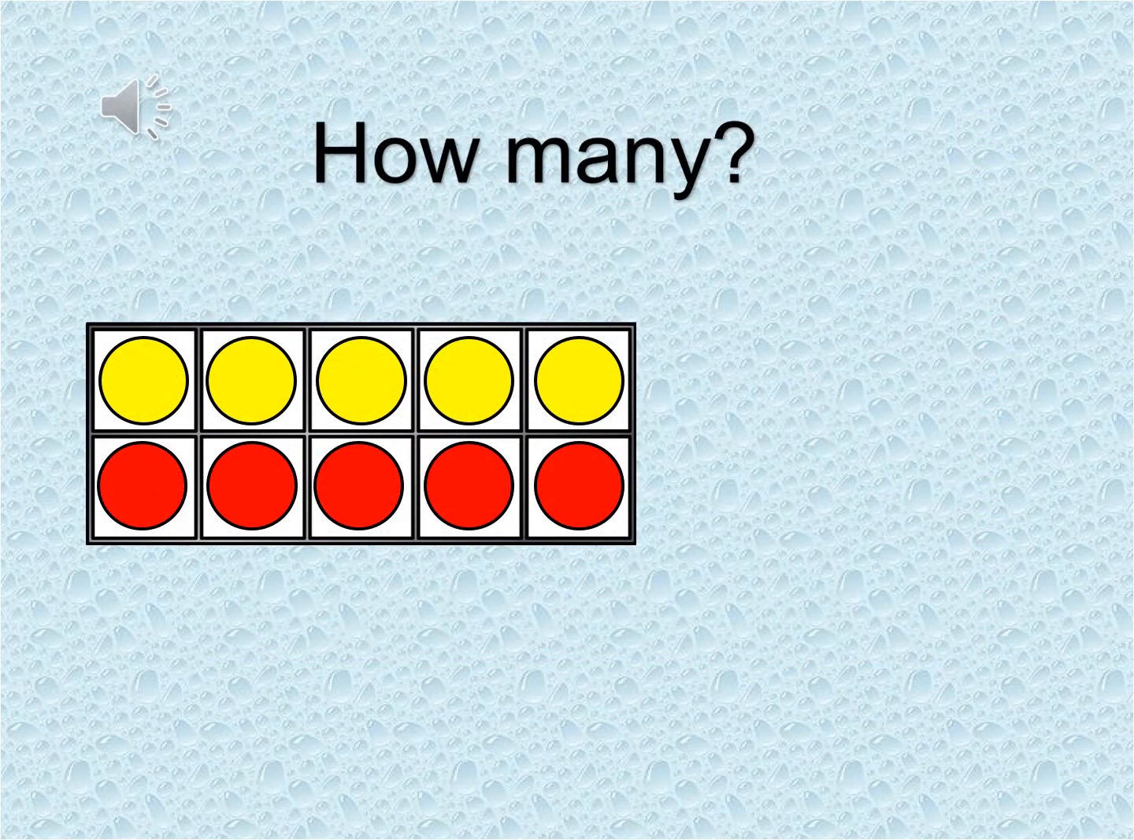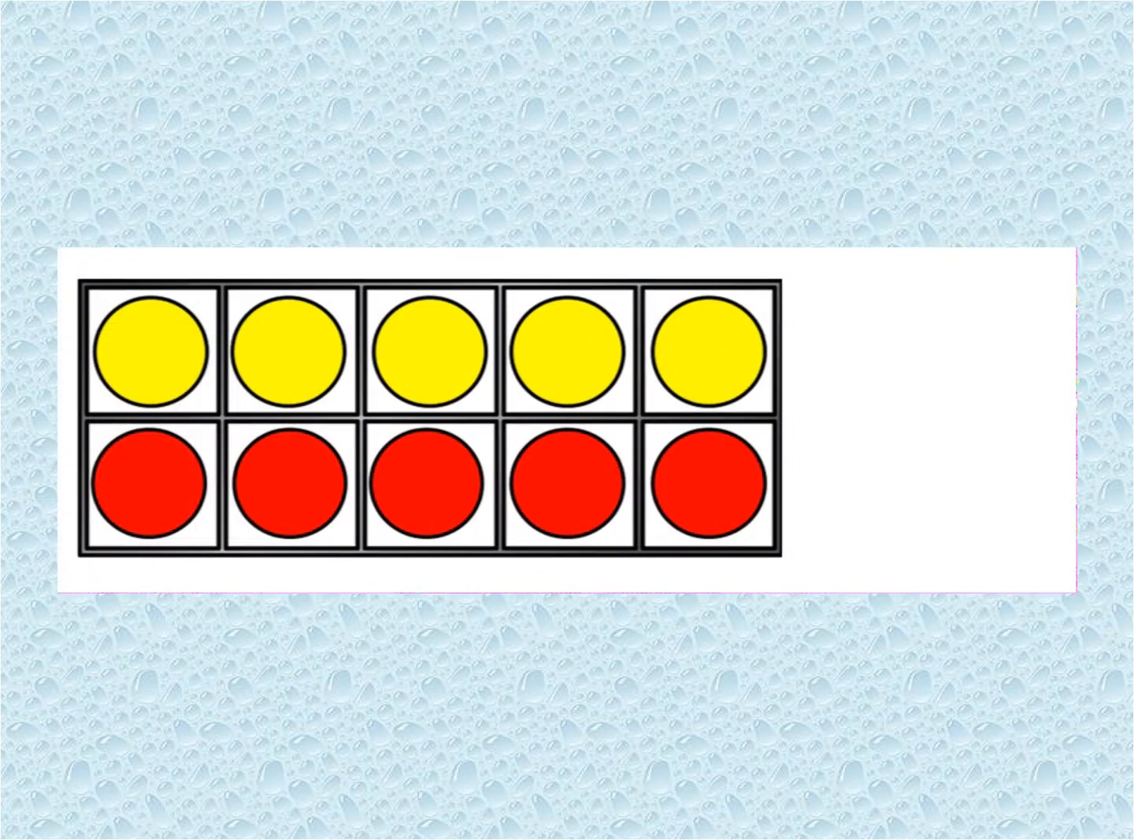How many counters this time? That's correct. There are 10 counters in my tens frame. We know this because it's all full up. Every space has a counter. There are 5 yellow counters and 5 red counters. Altogether, that makes 10. I'm going to write number 10 right there. It's a 1. And then what comes next? A 0. Well done. 10.